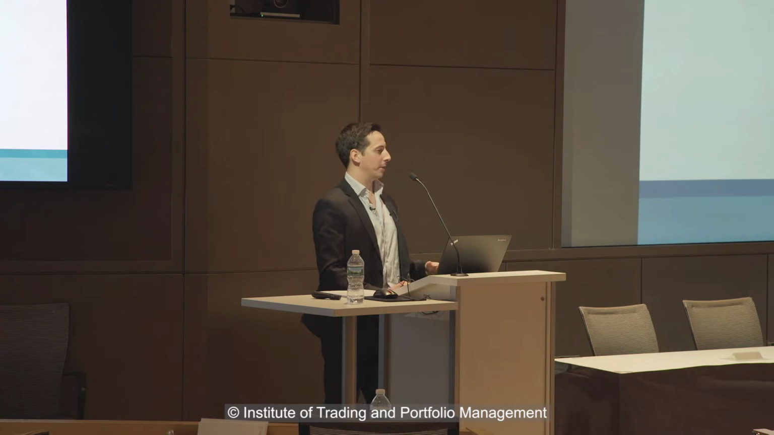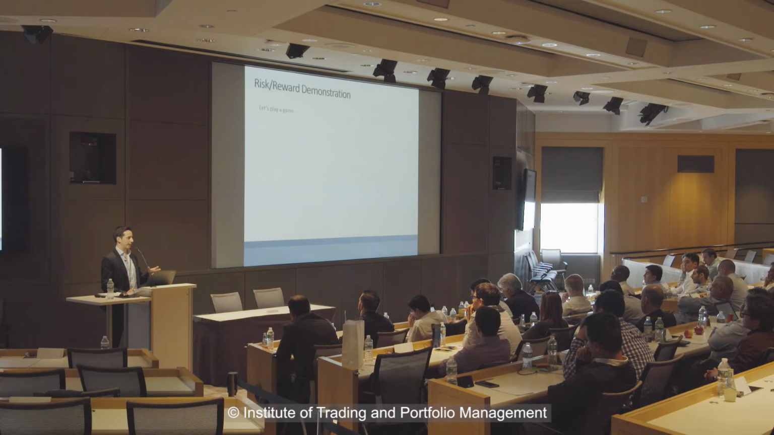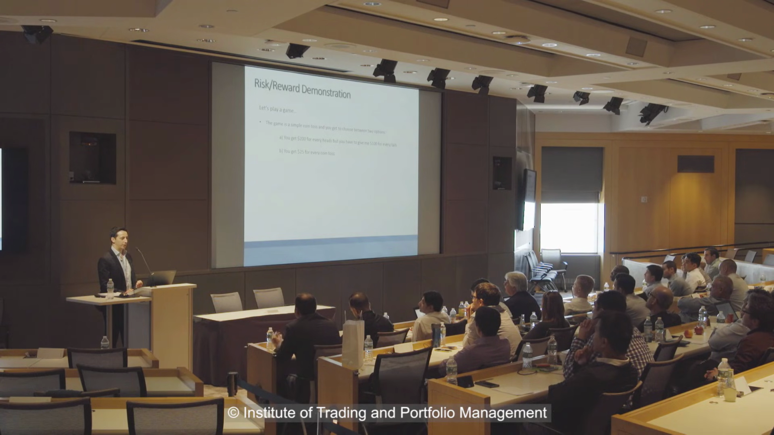So that's a bit of background about volatility. What I want to do now is get you thinking about risk and reward, and particularly a risk-reward ratio. We're going to play a little game. I'm going to get some audience participation going, and it's a very simple game. It's going to be a fair coin toss. You get a 50% chance of it landing on heads, 50% chance of the coin landing on tails.